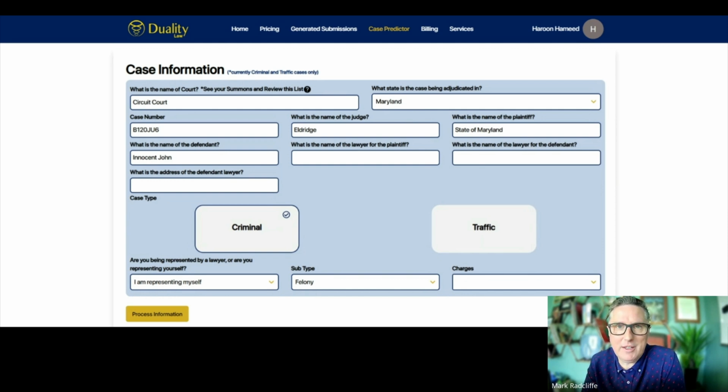Today we're going to look at ways that we can use Duality Law to get the best representation for ourselves in legal cases. Haroon, how would you describe what Duality Law does for people?